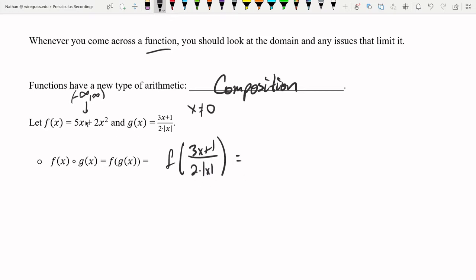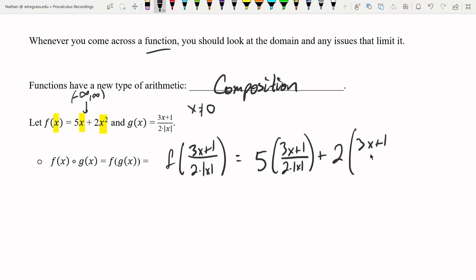So this is going to get plugged into the input of all of these things. So we have, this is x, we have an input here and an input there. So all those become this thing. That's going to be 5 times 3x plus 1 over 2 times the absolute value of x plus 2 times 3x plus 1 over 2 times the absolute value of x squared.